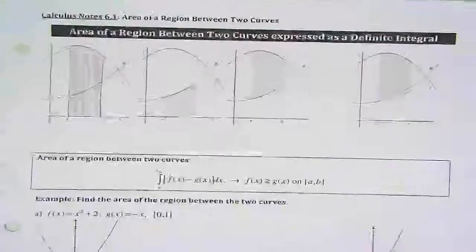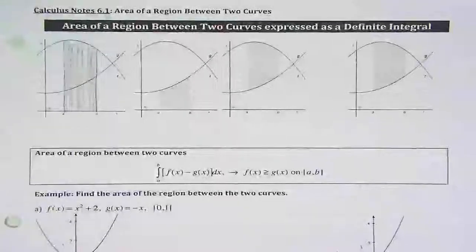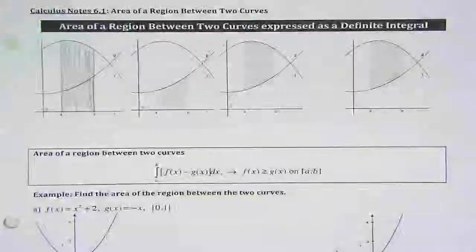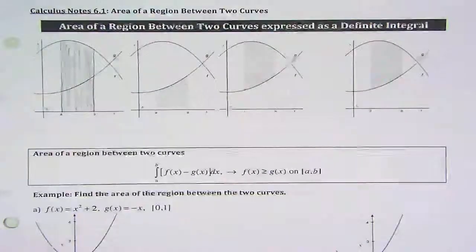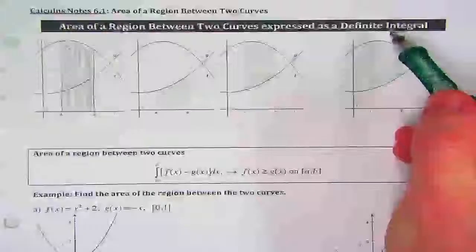Okay. The area below f from A to B. Okay, the area below function f from a to b. And how do we express that as a definite integral?